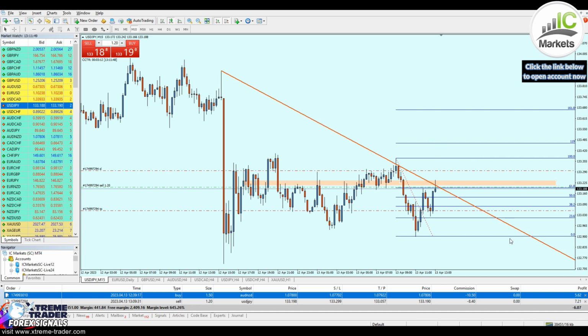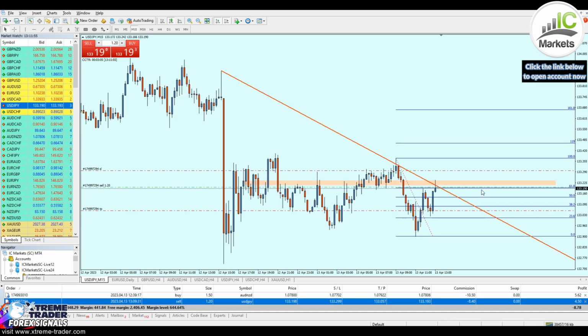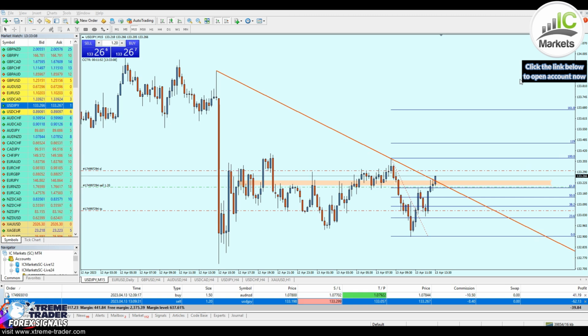Anyway, guys, actually things seem to be running well. AUDUSD is still running in profit. USDJPY also running in profit. Let me know, please pause the recording, and I'll be back to you later to show you what is going to happen with both of these trades.